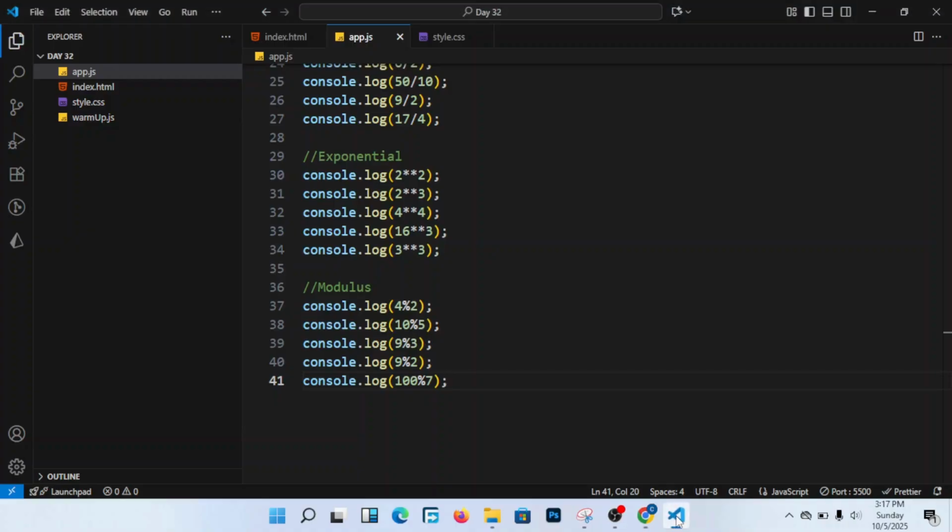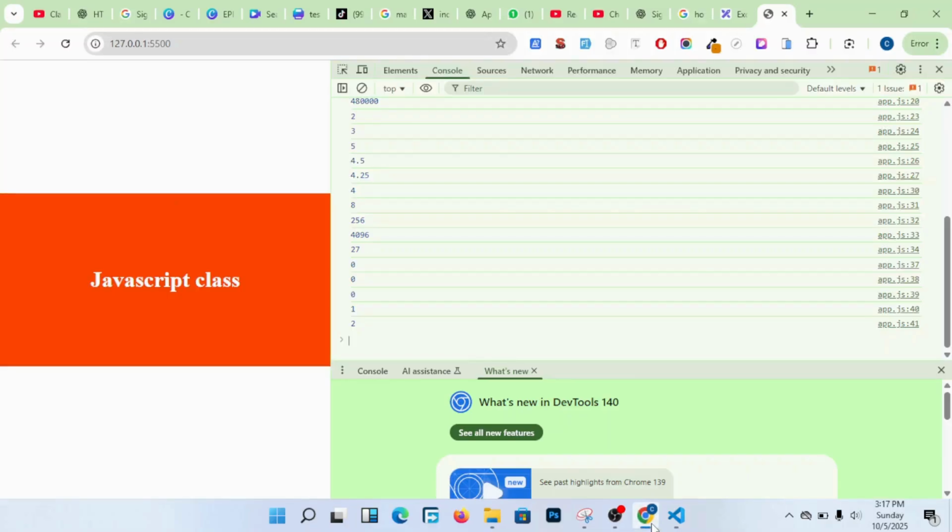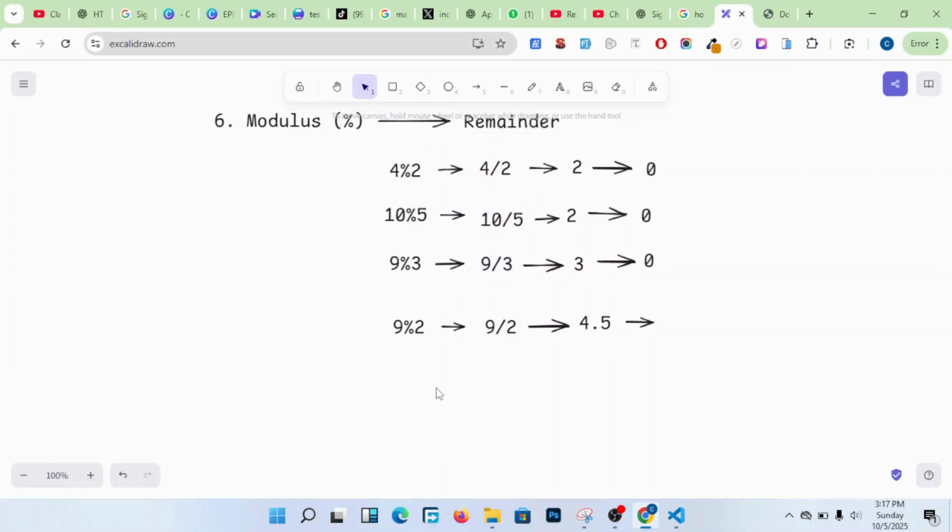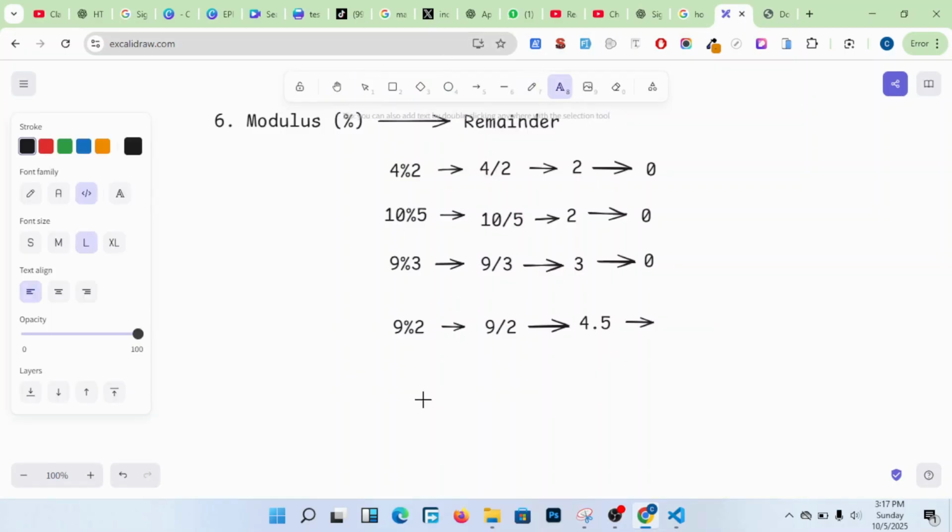So how does one look like this? 100 modulus 7. When you divide 100 by 7, you can even talk about it here.